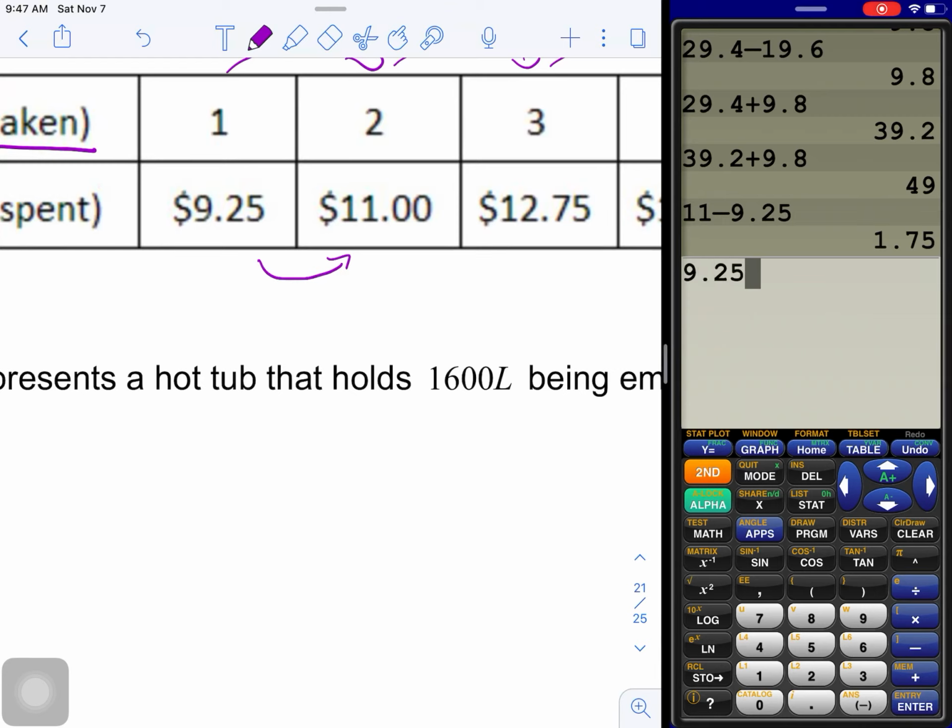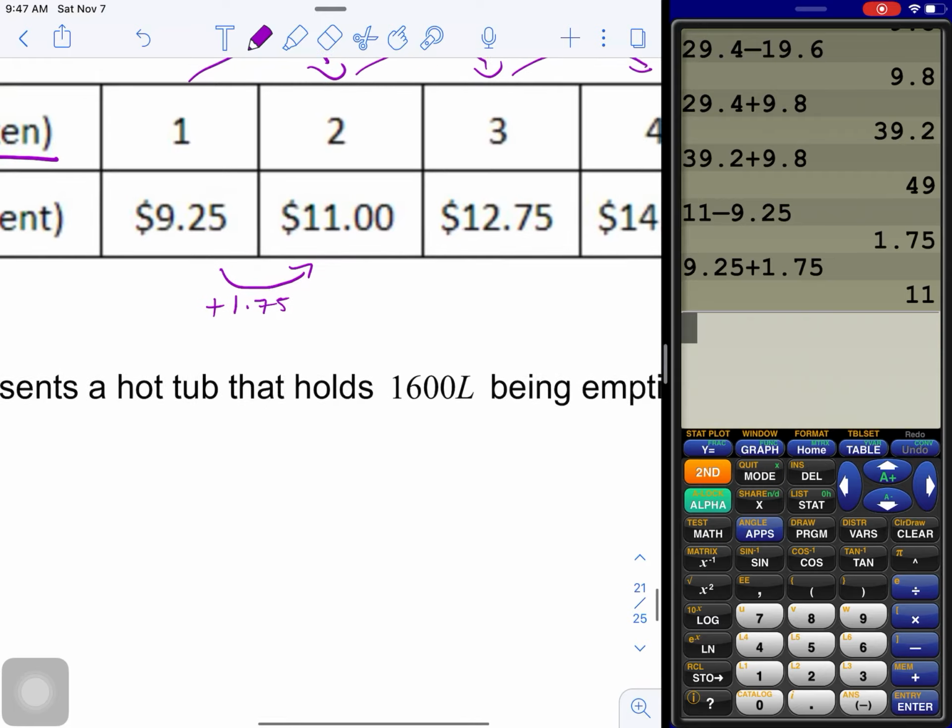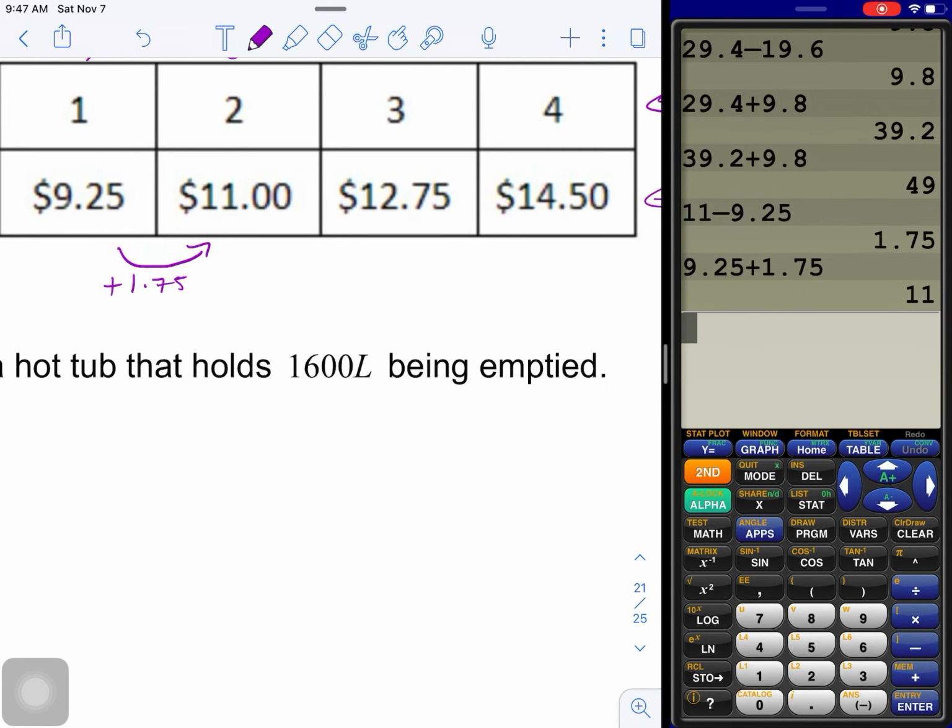So if I take 9.25 and add 1.75, that gives me 11. So this is plus 1.75. Now, from here, if I'm stating that this thing's a linear relation, that means this next jump has to be the same thing. So let's see if it works. Let's see if we add 1.75 to 11 if it equals 12.75. So 11 plus 1.75 does in fact equal 12.75. So this is plus 1.75.